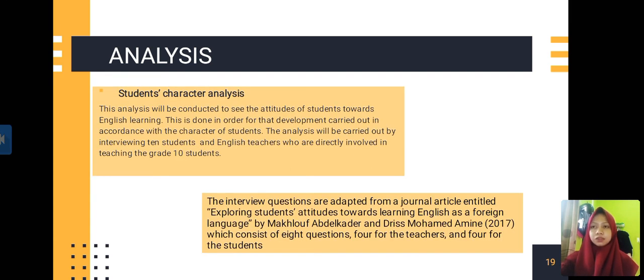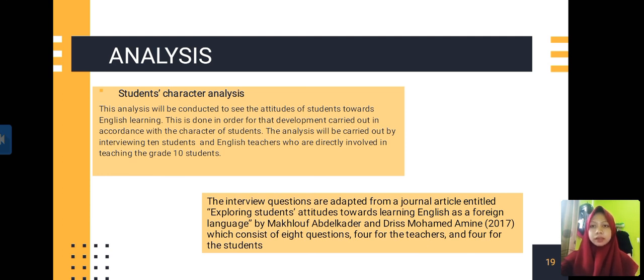Next is students' character analysis. This analysis will be conducted to see the attitudes of students towards English learning. So I will see the attitudes of grade 10 students in MAN 1 Batanghari toward their English learning, for example, whether they like or dislike the lesson, whether they are motivated or unmotivated, and so on. This is done in order to make the development that will be carried out to be in accordance with the characters of the students.